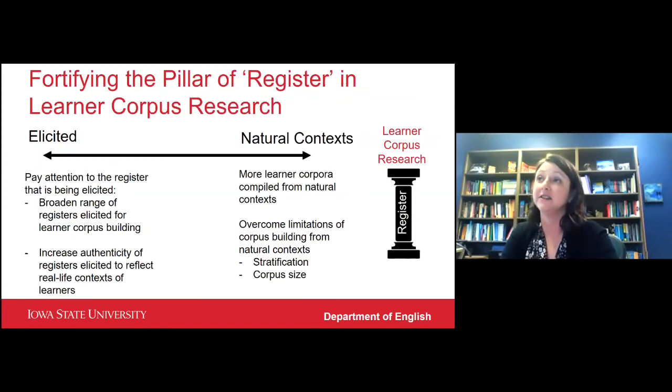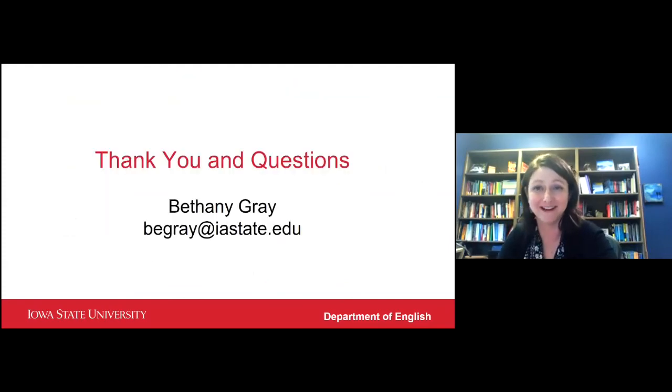And then on the other side of the continuum with natural context, we need more learner corpora compiled from natural context. This is often very hard to do, and so we need ways to overcome those limitations of building corpora from natural context. Okay, and I will stop there.